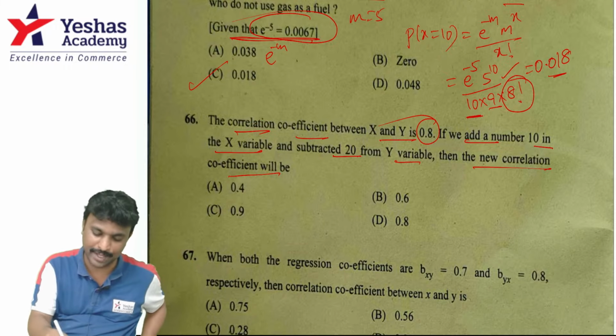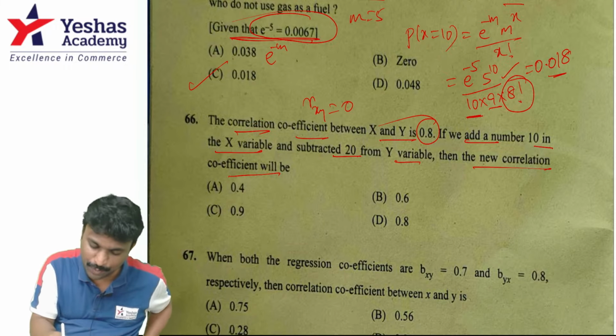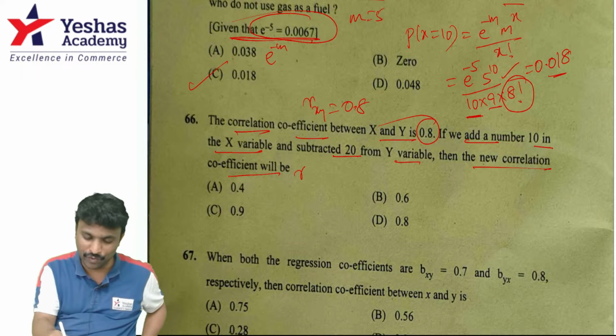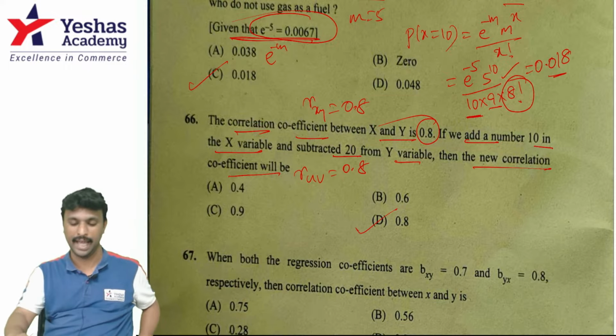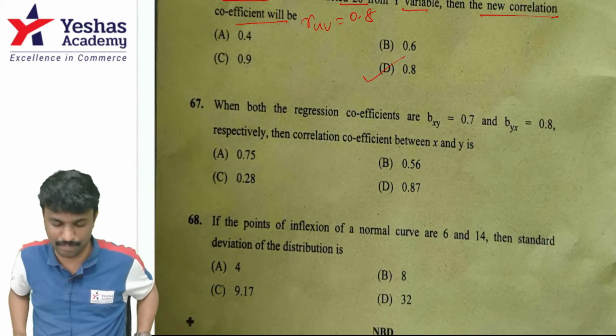What is the Rxy value? Rxy is equal to 0.8. So R UV also is going to remain 0.8 only. So option D is the right answer. No changes in terms of magnitude.